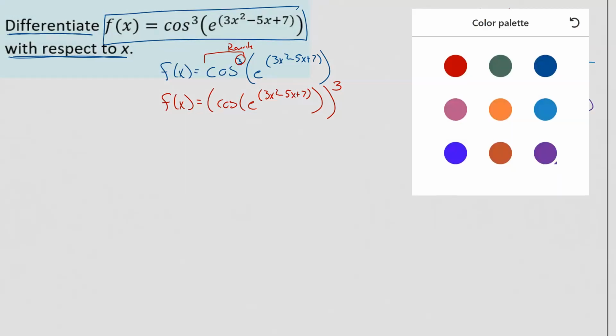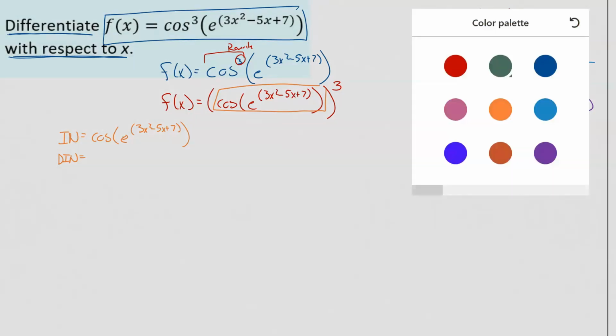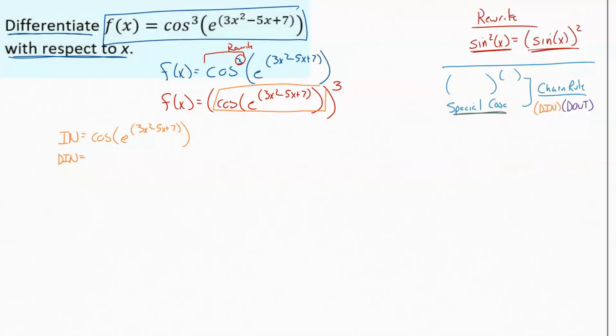So we work this a chunk at a time. First, inside this third power is going to be this cosine function. So I start right there and I say, okay, the inside on that, looking at that as its own little bite-sized problem, is e to the 3x squared minus 5x plus 7. That's my inside piece, and I look at that and say, all right, if I need to find that d in, how do I take the derivative of that?